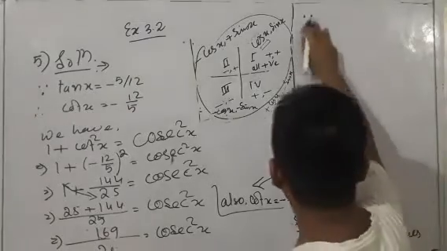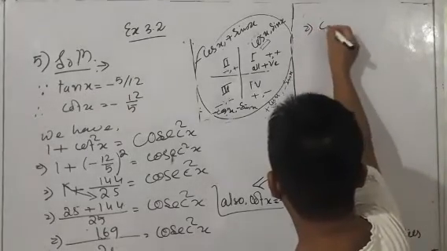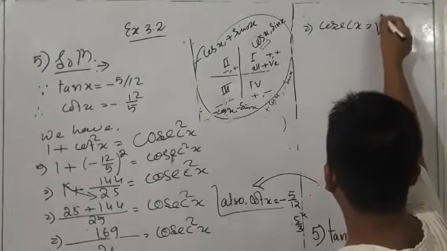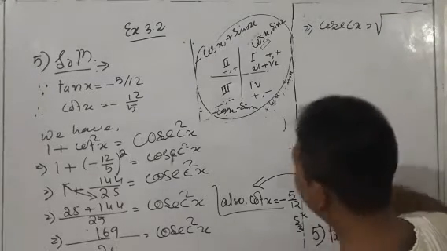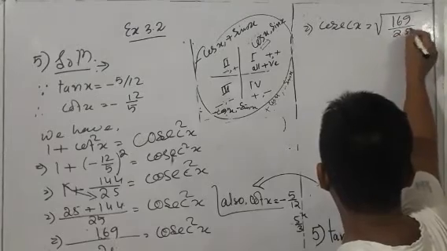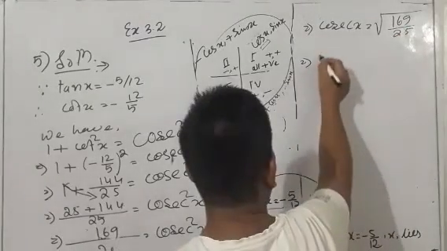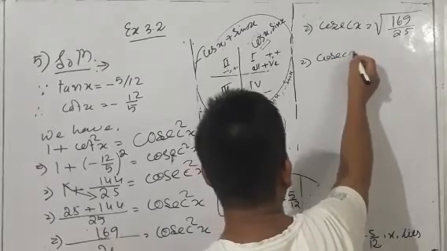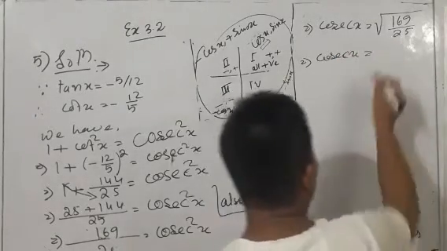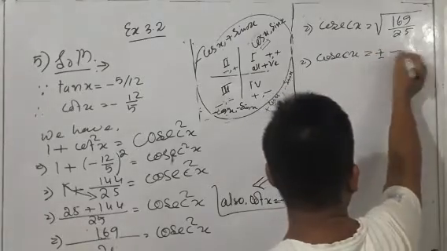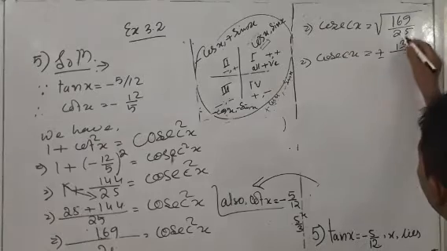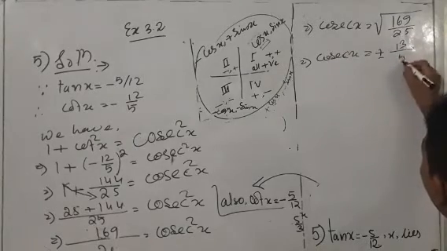So cosec x equals the square root of 169 upon 25. Cosec x equals plus minus. The square root of 169 is 13, there is nothing more. And the square root of 25 is 5.